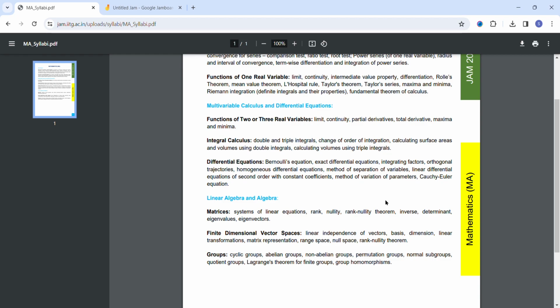There are some difficult problems that usually come in GATE level, but usually JAM level problems are not too hard. Maybe one or two problems in integral calculus are difficult, but if you see the previous year question papers of JAM, you can see that if you know the basic idea of double integration, how to compute it, basic triple integration, its formulas, and the notion of change of order, calculating surface area and volume, it is mostly formula based.